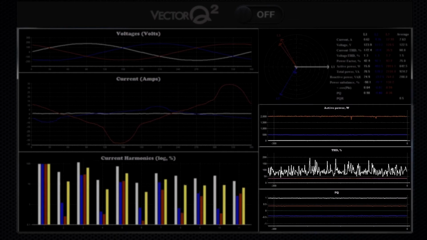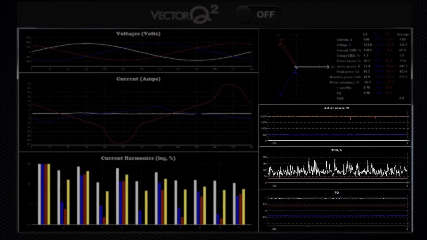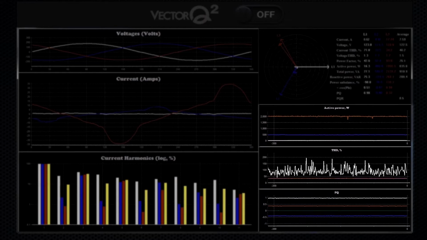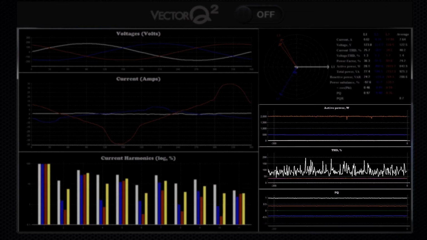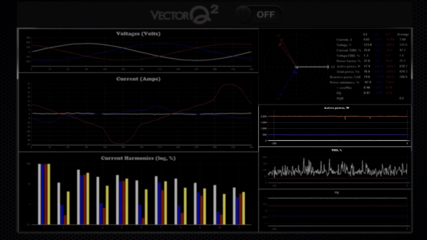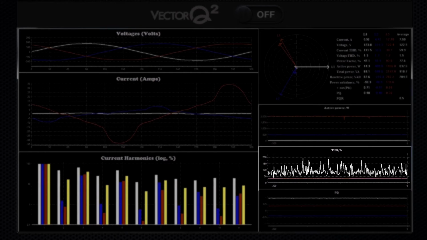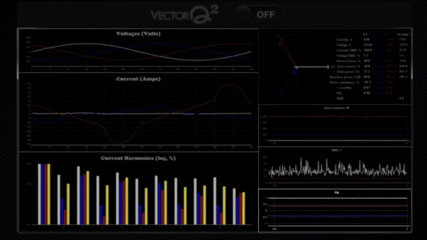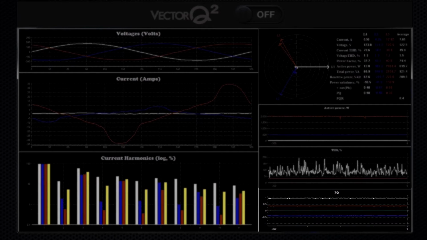Below are charts that track each phase over the span of 300 seconds, with the white line as L1, blue line as L2, and orange line as L3. This chart tracks power in watts. This is percentage of current THD. This chart shows PQ by phase and PQR, or power quality rating, as the green line.